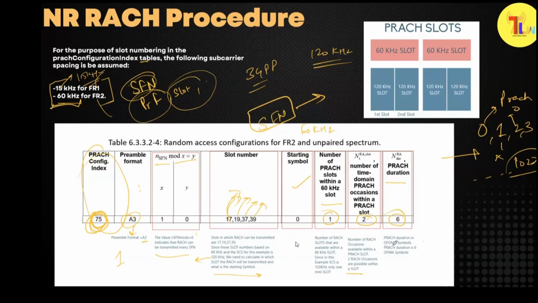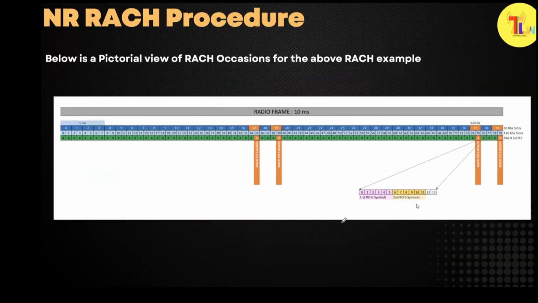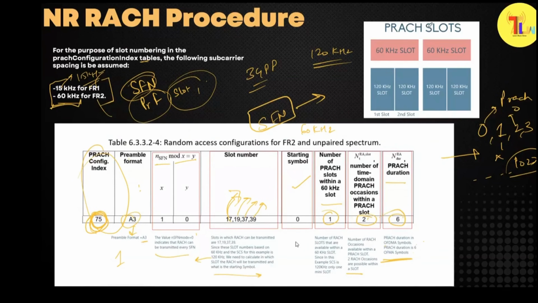Patch duration in OFDM symbols is 6 OFDM symbols. Now to understand this more, you can see this. This is your radio frame, but before that, you can understand we have a 60 kilohertz slot. And if we go to a 120 kilohertz slot, we need to break it down, right? Because the slots keep becoming smaller.